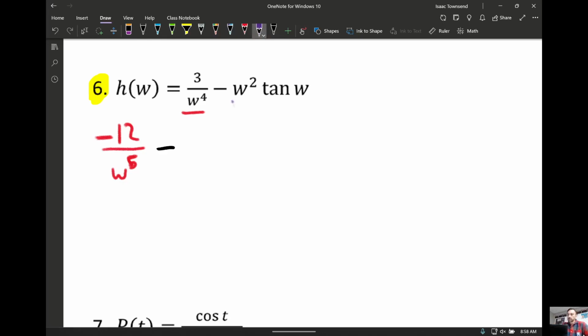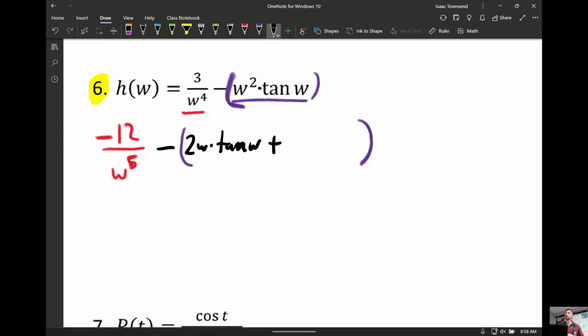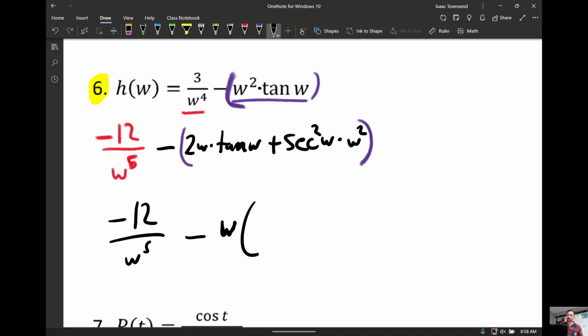Okay, and then over here, this guy, so this is minus all of this. So when we take the derivative, it's going to be minus all of this. You're going to have to use product rule here. You've got something times something, and product rule says take the derivative of the first thing times the second thing left alone, plus the derivative of the second thing with the first thing left alone. So I would have landed on an answer of about negative 12 over w to the 5th minus, I don't know, I'd at least factor out the w, something like that.